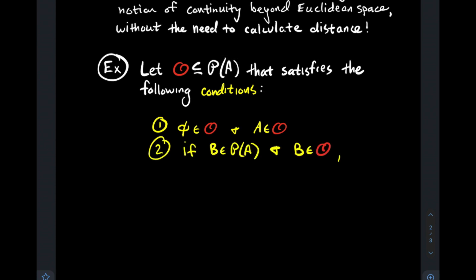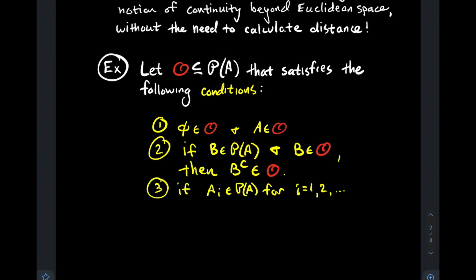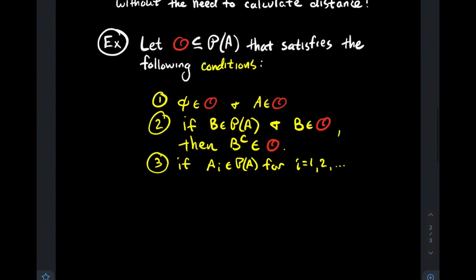And number 2, if B is a subset of A, so that's all I'm saying with B is in the power set of A. What I really care about, though, is if you picked B that's in this set O, then its complement better be an O as well. So anybody who is an O, its complement better be in there too. So that's number 2.